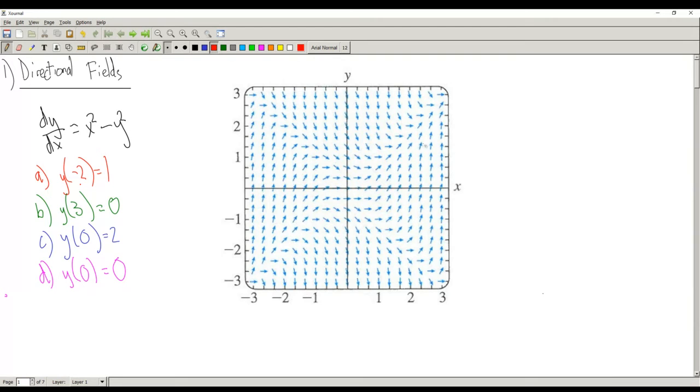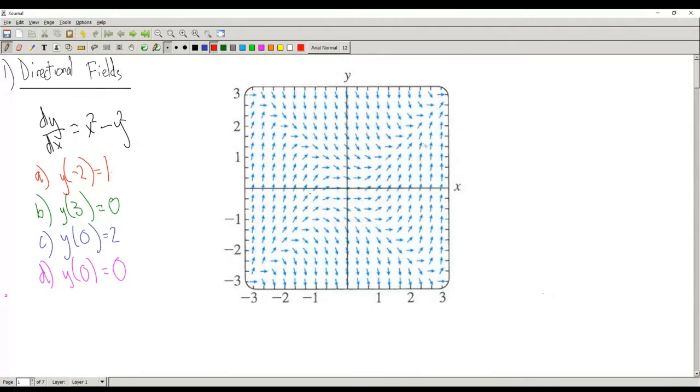So first thing to notice, you're given a point y of 2, but y of minus 2 is equal to 1. That means your 1 is your y, your minus 2 is your x, because everything here is given in terms of y as a function of x.